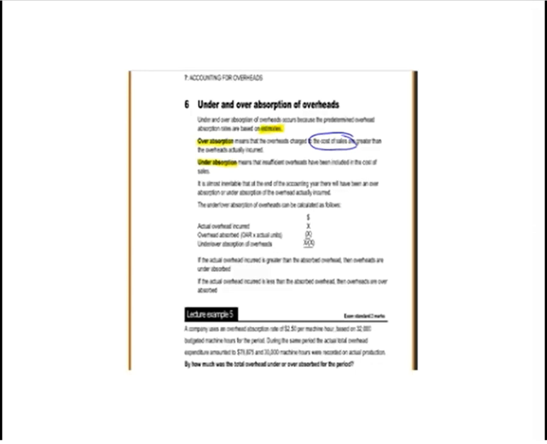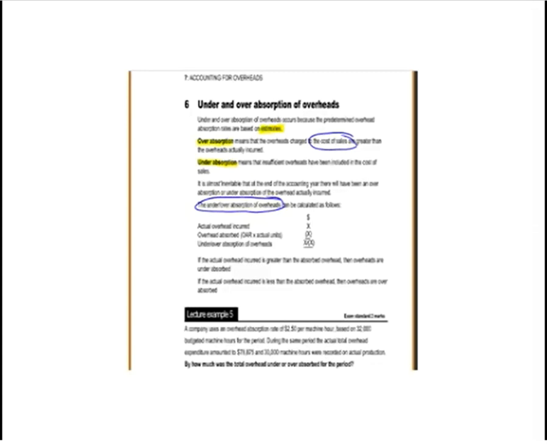As we said, there's always likely to be a difference between those rates that we estimated at the start of the period and the actual costs incurred for that period. So therefore, a calculation requiring the under or over absorption of overheads is normally required at a period end.